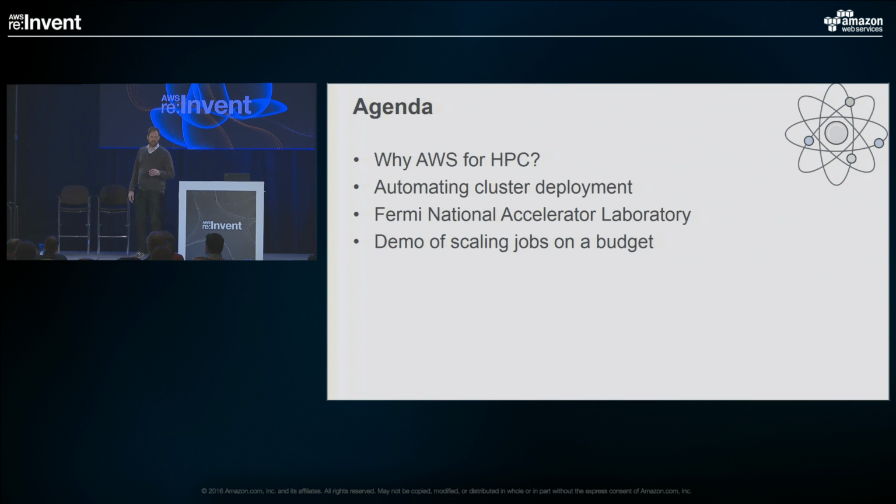So, quick agenda. I'm going to talk briefly about why AWS for HPC and some of the tools and techniques you can use to automate cluster deployment and make things faster and more agile. My co-presenter is going to talk about some of their successes, lessons learned, and some of the very cool things they do. And then we've got a really brief demo of one of the tools that you can take advantage of on the platform.